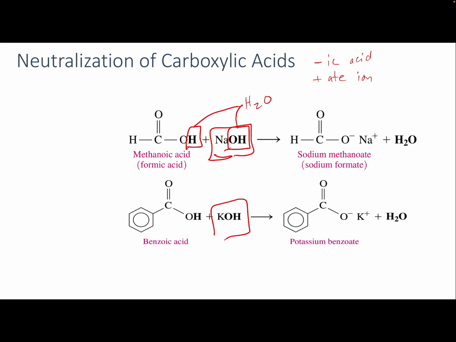Whenever you neutralize acids with bases, or bases with acids, you always form water and a salt. So we're always going to get a water product here, and we'll get a salt product. The salt will be named based on what ion was paired in front. So in this case, methanoic acid will become methanoate, but it'll be sodium methanoate, or formate if you use the old name. Benzoic acid here becomes benzoate, but it's potassium benzoate because we mixed it with potassium hydroxide. If we had mixed it with sodium hydroxide, it would have been sodium benzoate.